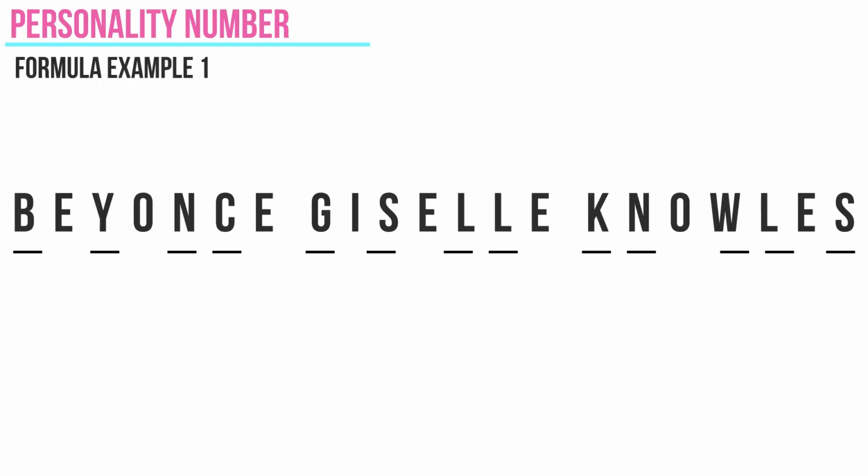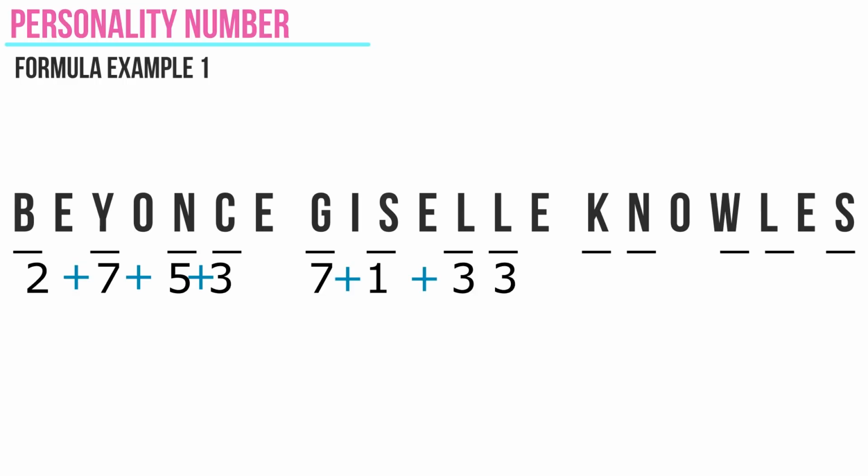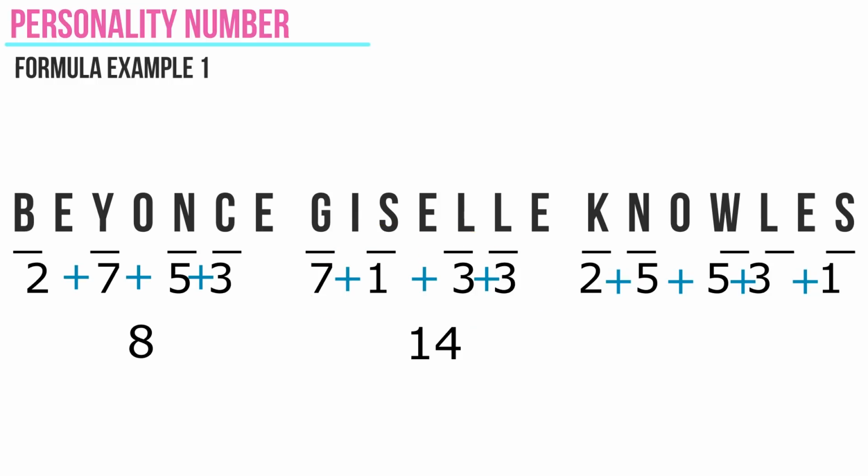And that equates to 2 plus 7 plus 5 plus 3, 7 plus 1 plus 3 plus 3, 2 plus 5 plus 5 plus 3 plus 1. When you add those together, Beyonce equals 17. When you reduce that, it equals 8. Giselle equals 14, which reduces to 5. And Knowles equals 16, which reduces to 7. Then you add the 8 plus the 5 plus the 7 together, and you get 20. When you reduce that, you get 2. So Beyonce's personality number is a 2.